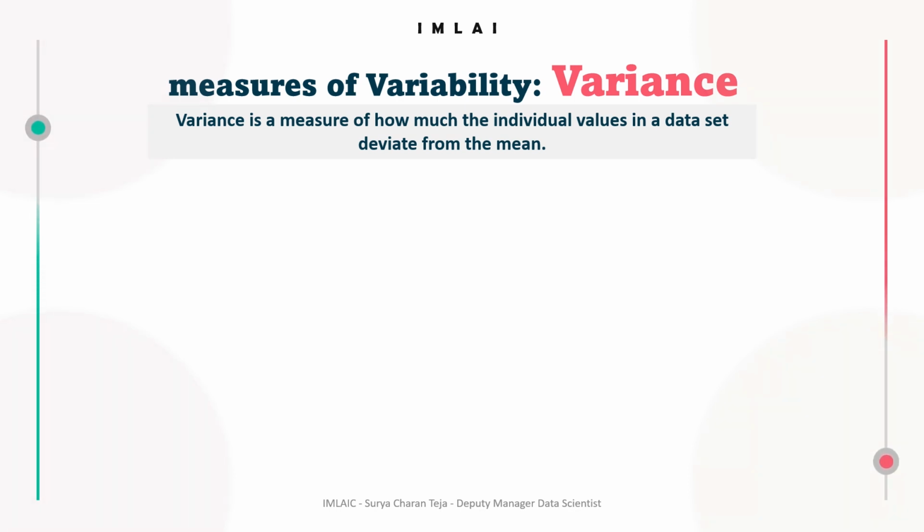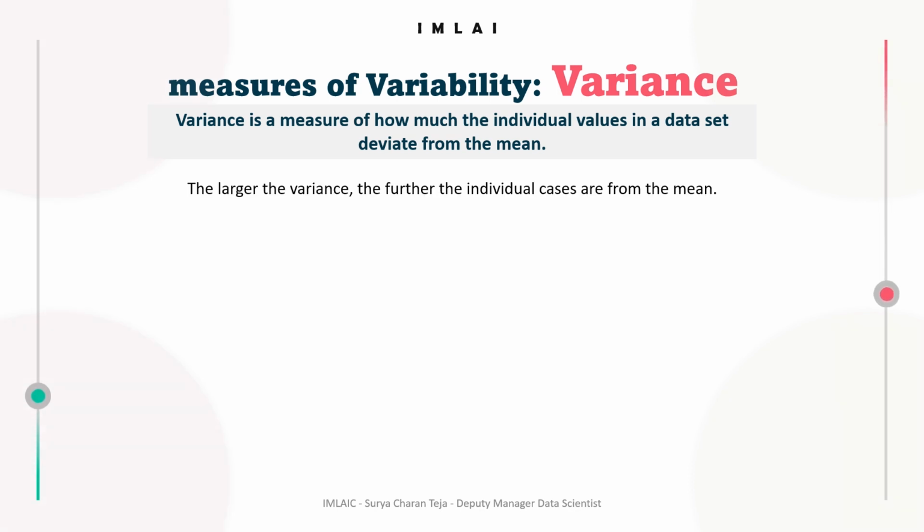Higher variance indicates that the data points are more spread out from the mean. Variance is used to assess the dispersion of data points around the mean, but it is not easily interpretable as it involves squared differences. So I just want to repeat one more time: variance is a measure of how much the individual values in a data set deviate from the mean.